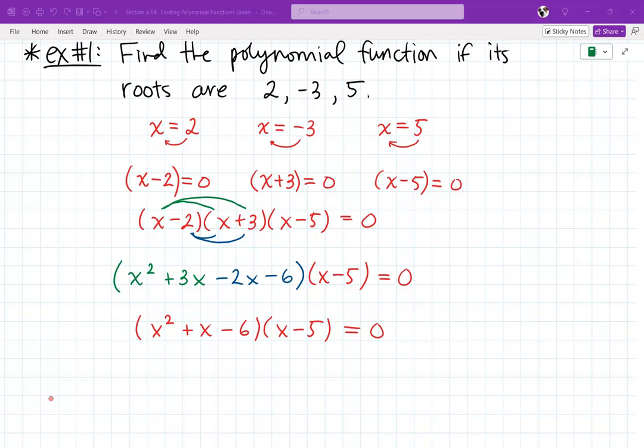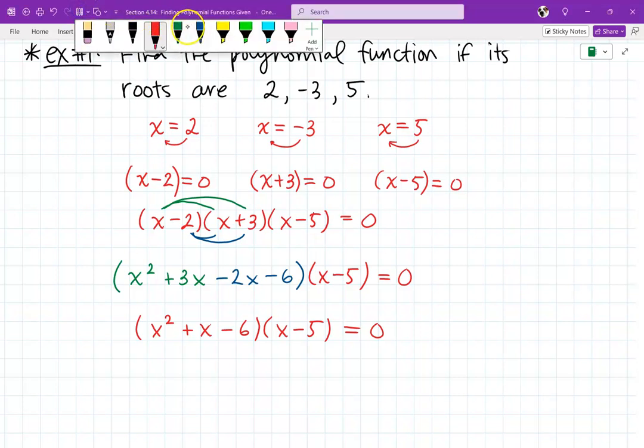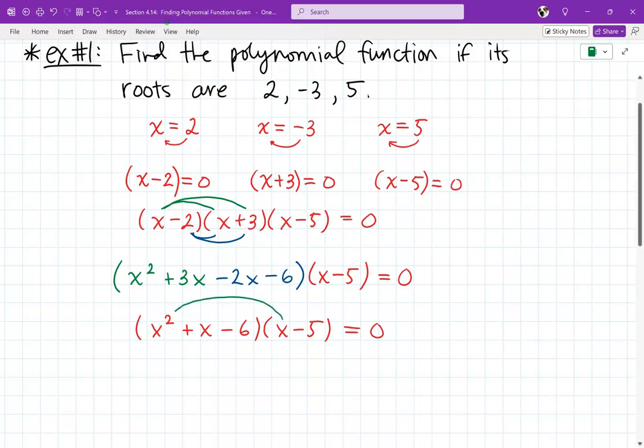All right, so now that I have that, let me multiply the remaining two factors. I'm going to kind of backwards multiply if you guys don't mind. I'm going to go this way.